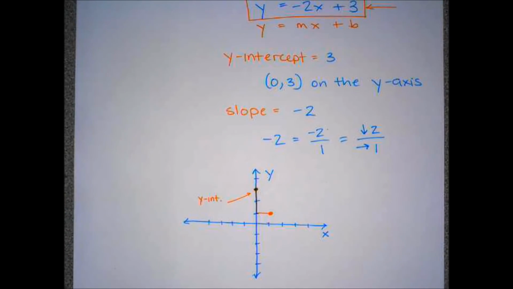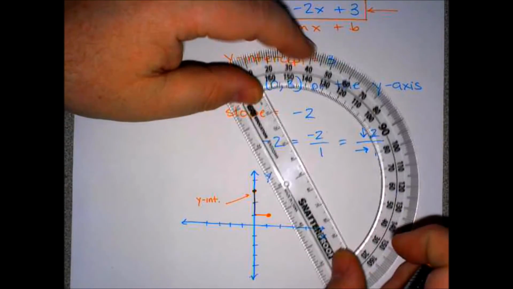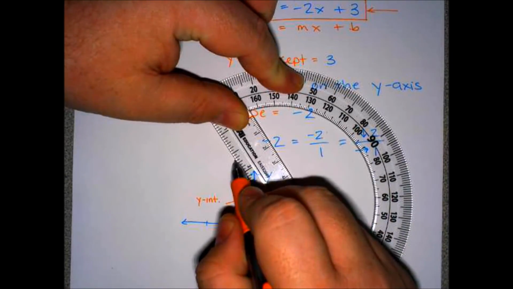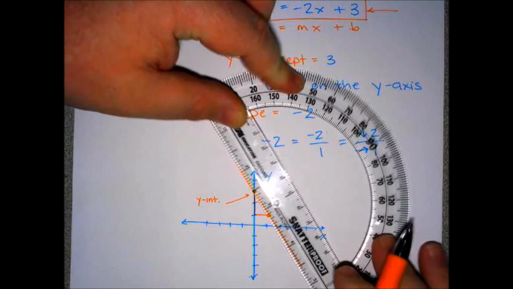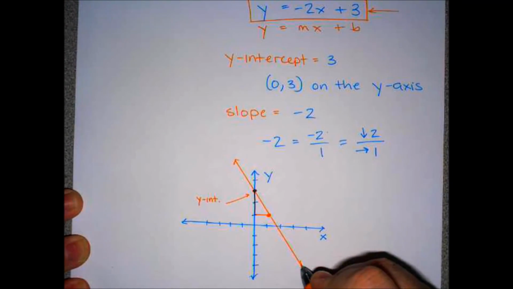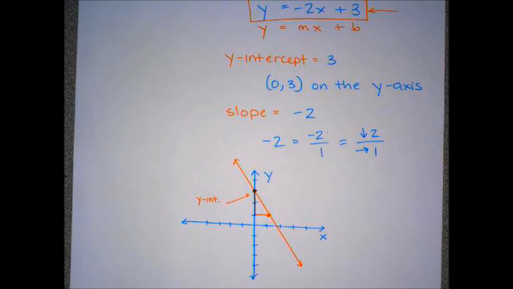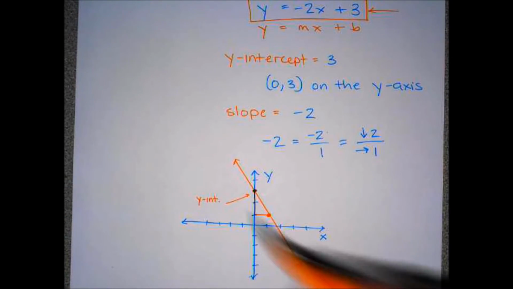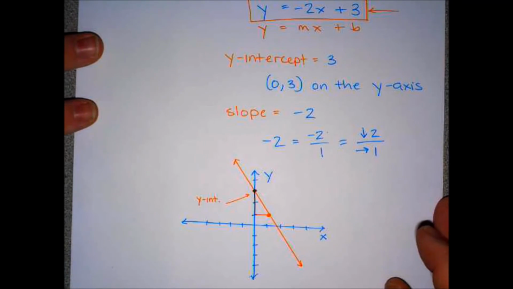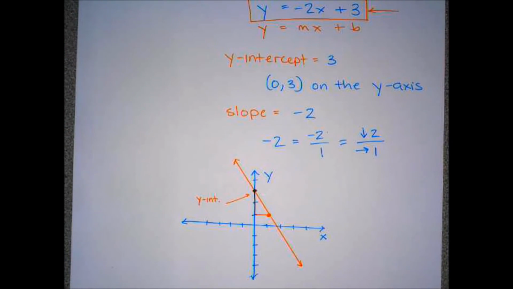Let me get a ruler here so I can easily draw the straight line. And there we go. We have a line. Just to review real quick. Give you a moment to draw that. Alright, enough time on that.